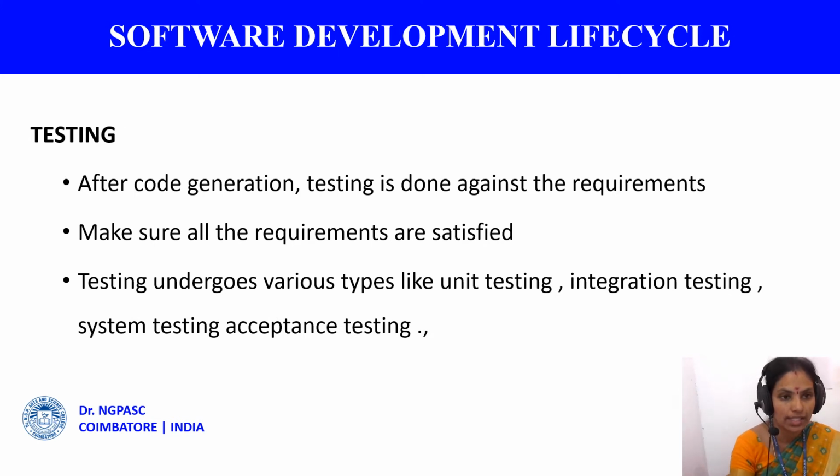Any programming tool we can use according to the end user specification. Next phase is testing. After code generation, we must have testing. Without testing, we can't deploy any software product. So we have to do testing against all the requirements received from the end user. We have to ensure all the requirements are satisfied. Testing also includes various types like unit testing, integration testing, system testing, acceptance testing. In unit testing, each and every module will be tested, and once every module satisfies all the requirements without any error, we can go for the integration, that is combining all the modules. Later on we can go for the system testing and acceptance testing.